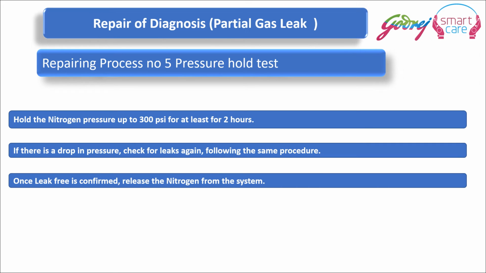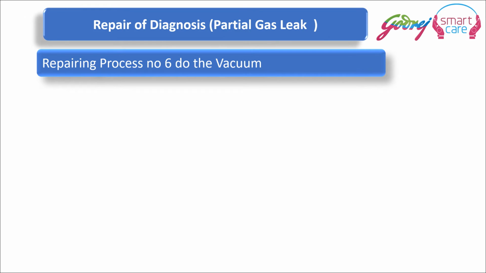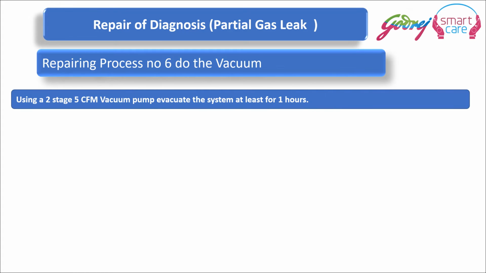Every time we get a leak, we remove the nitrogen from the system, we braze it, and then we again plug the leakages, and then we again charge the nitrogen and check for the leakages. And after that, what we do is we use a 2-stage, at least 5 CFM, good quality vacuum pump, and then we evacuate the air from the system for at least 1 hour.